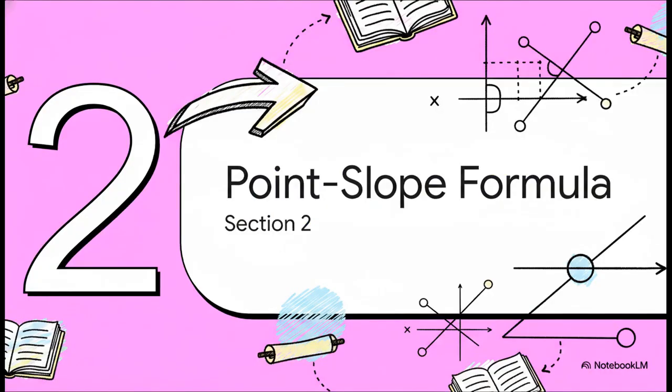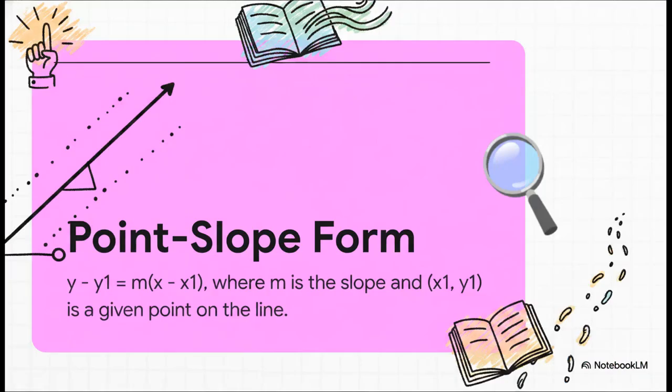Moving on to part 2, the point-slope formula. Okay, here's the formula. y minus y1 equals m times the quantity x minus x1. Now, I know that looks like a whole alphabet soup of letters, but honestly, it is absolutely brilliant once you know the secret. The m simply stands for our slope, and that x1, y1, that is literally just the specific coordinate point on the line that we already know.